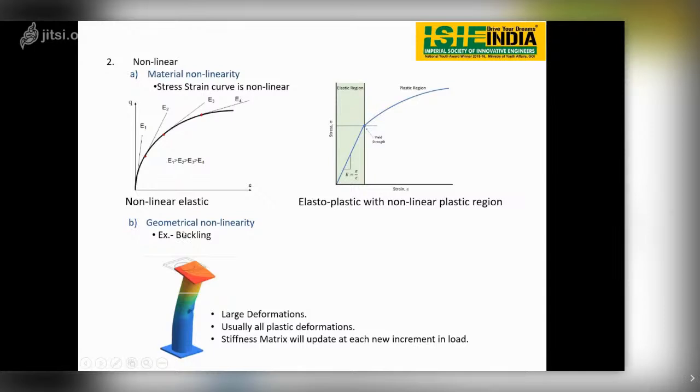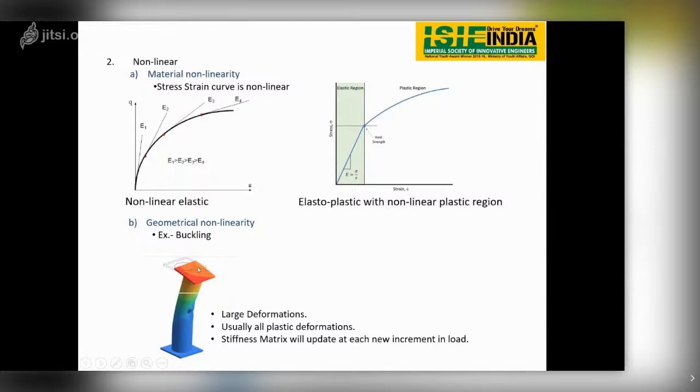The next type is geometrical non-linearity. The best example considered here is buckling. In the first type, material non-linearity, we said it is linear below the elastic limit and non-linear after the plastic. Linear, meaning below the elastic limit, the deformation will be very small. Next comes geometrical non-linearity.